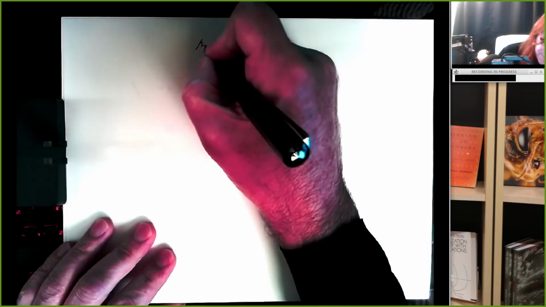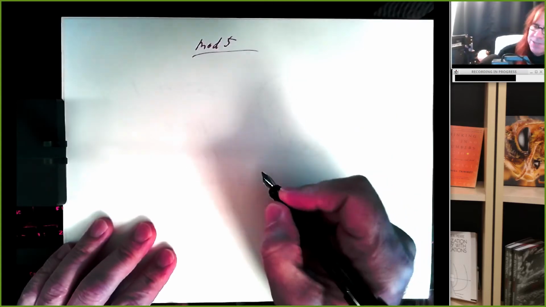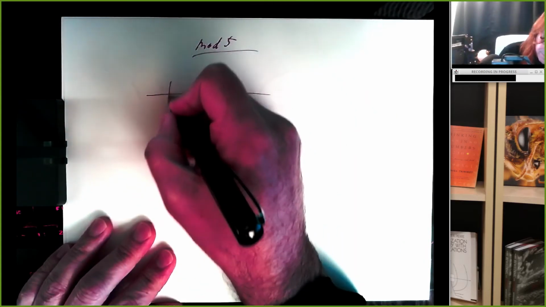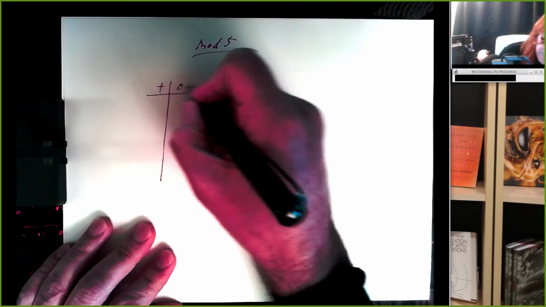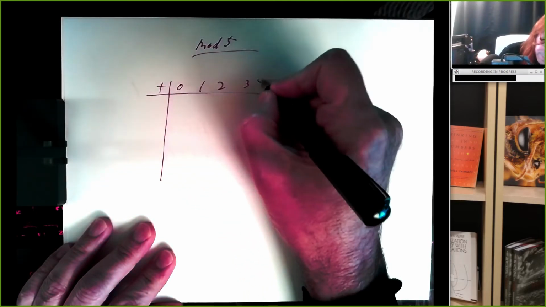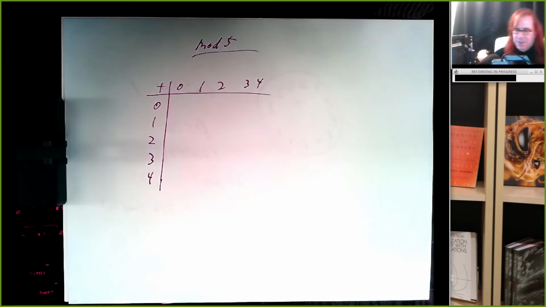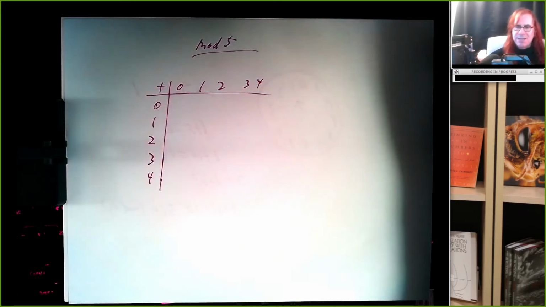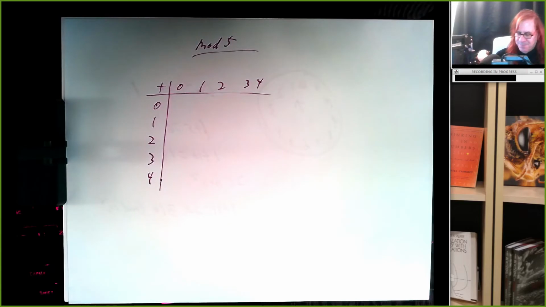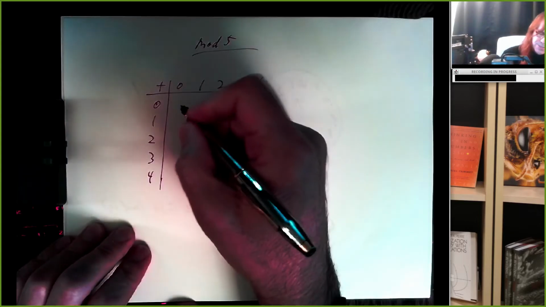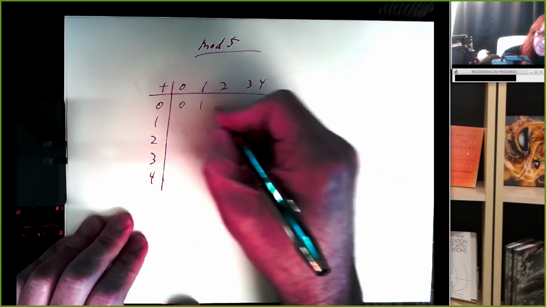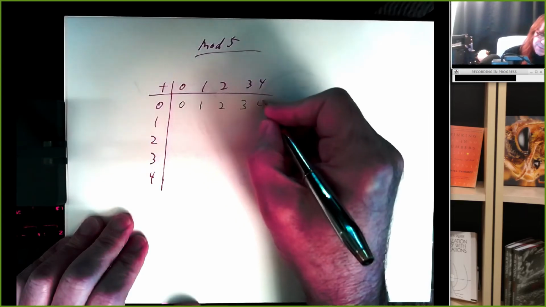And so we can do things like make an addition table. So let's work modulo 5. And let's write down what we get when we add two numbers modulo 5. Well, I'll do the first row. 0 plus each of these is just this.